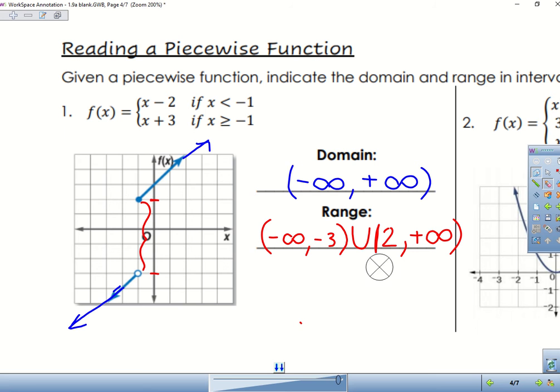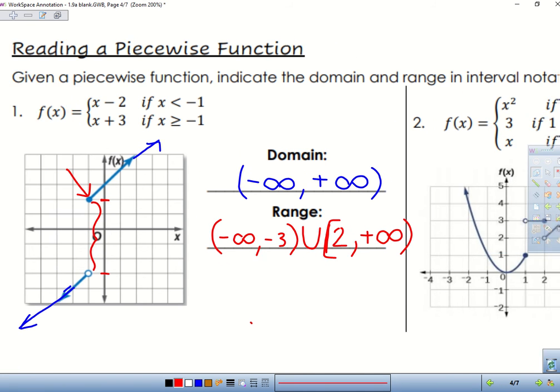I kind of didn't draw it that well, so let me rewrite it. It's going to be a square bracket because this is a solid circle, okay? So does everyone understand how I was able to come up with that? Cool, let's move on then.